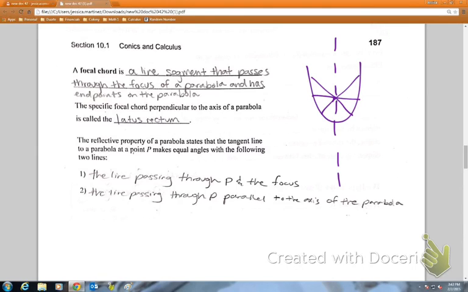So that last focal chord I drew, this one here, is actually perpendicular to the axis, so therefore it's called the latus rectum. And the reflective property of a parabola makes it so that it has two properties. Number one, the line passing through P and the focus makes equal angles with the line passing through P parallel to the axis of the parabola, and the tangent line at P also makes equal angles to each other. All right, let's look at some examples.